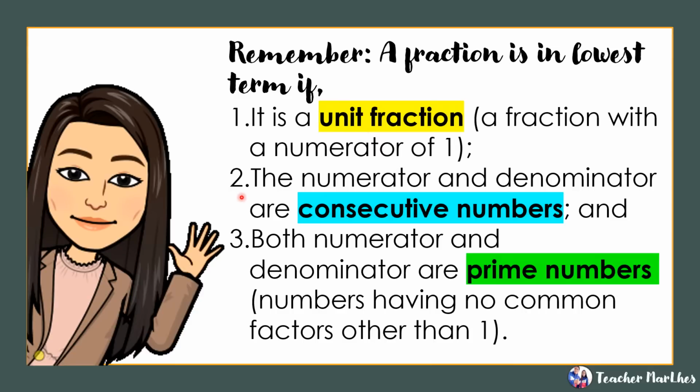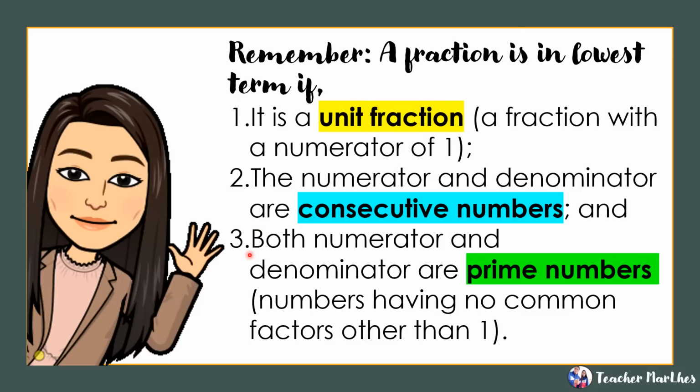Second, the numerator and denominator are consecutive numbers. So kapag magkasunod na number ang numerator and denominator, ibig sabihin ay naka-lowest term na ang isang fraction. Examples are 3/4, 5/6, 7 over 8, 10 over 11. So basta magkasunod ang numerator at denominator or consecutive numbers, ibig sabihin ng isang fraction ay naka-lowest term na.